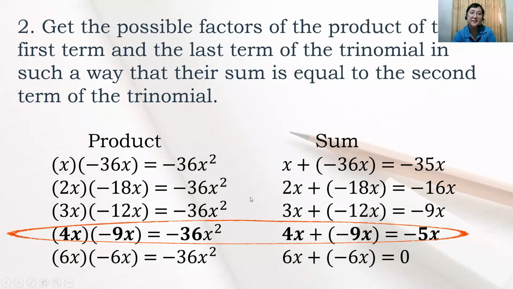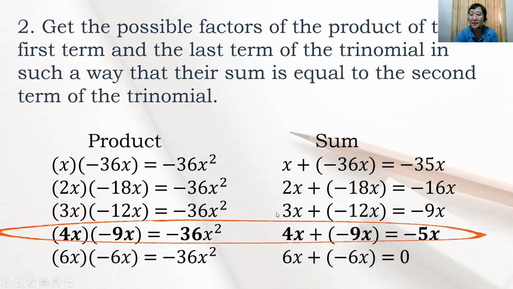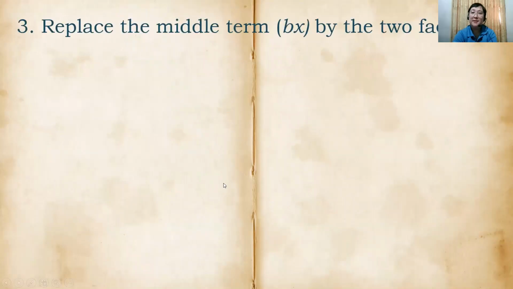Very good. That is 4x and negative 9x, so you'll get negative 36x squared. And if you add that, you'll get negative 5x. Step: replace the middle term by the two factors that we get. We have 4x and negative 9x.